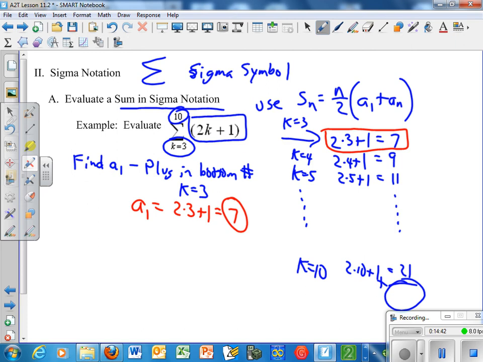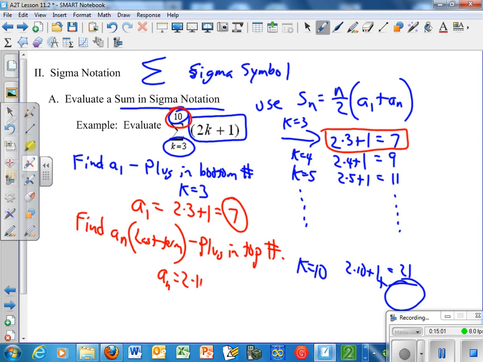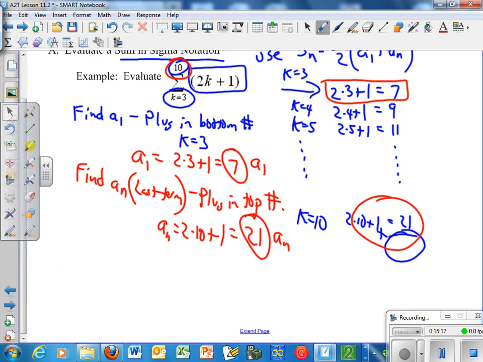Then we're going to find A subscript n, which is the last term. To do that, you plug in the top number for k. So the top number would be this 10. So to find A sub n, I'm going to do 2 times 10 plus 1, which is 20 plus 1, or 21. So there's A1, and there's the last term, A sub n. And again, I really did that over here when I was talking about the longhand way of how to do this.